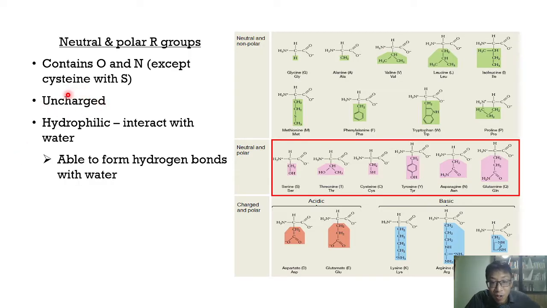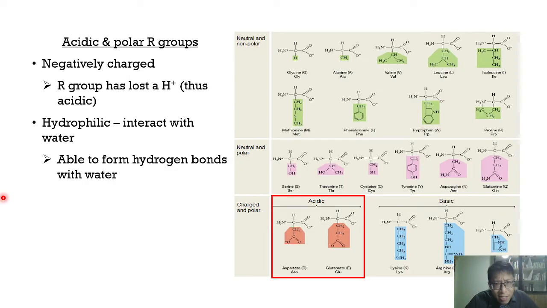The second group of R groups would be the neutral and polar R groups. Again, uncharged because neutral, right? And if you look at the group here, right, you can see that besides the carbon and hydrogen, these R groups also contain either oxygen and nitrogen, with the exception of cysteine, which contains a sulfur. Okay, because of the oxygen and nitrogen being more electronegative, right, this makes the R group polar. Okay, and these R groups are able to interact with water by forming hydrogen bonds. So these R groups are described as hydrophilic.